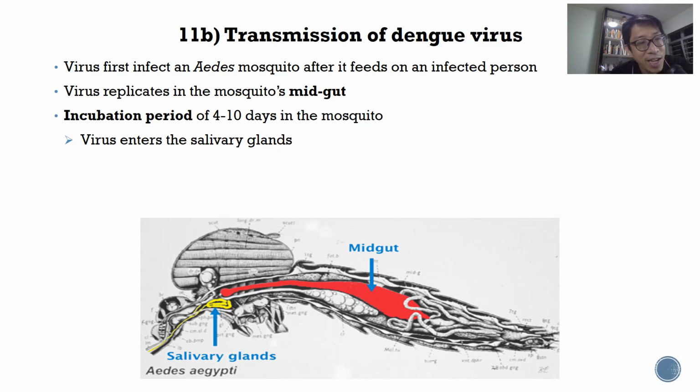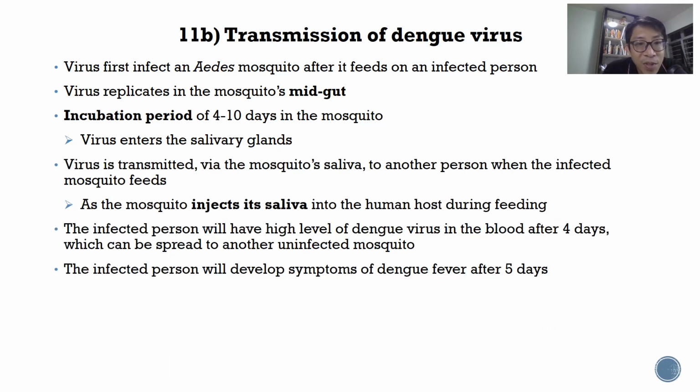This few days is called the incubation period. The virus would then travel to the salivary glands of the Aedes mosquito, so the saliva of the Aedes mosquito would then contain the dengue virus. When this infected mosquito bites another person, it will inject its saliva into the person, and this saliva obviously contains the dengue virus. So the dengue virus gets into the next person that the infected mosquito bites.